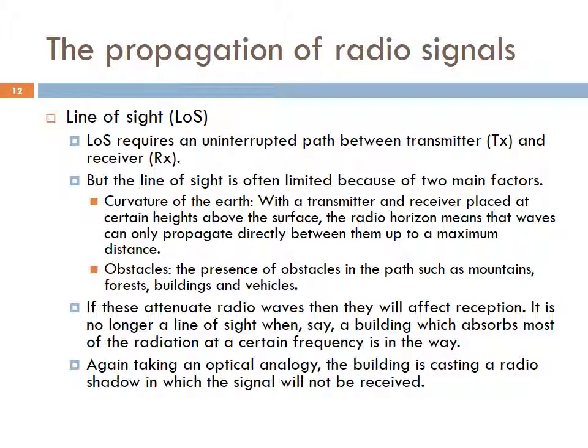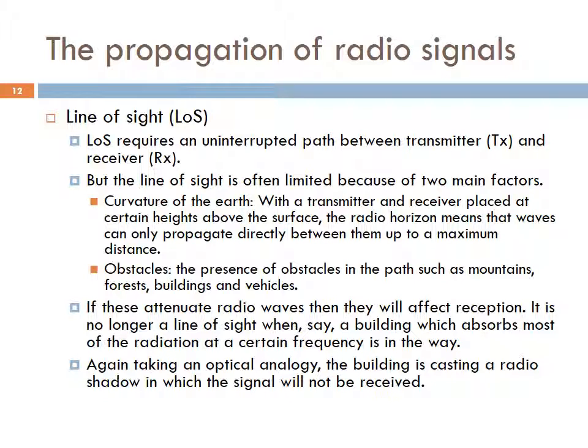The curvature itself can become a barrier to reception. This is exactly the same as the visual horizon, which puts a limit on our vision of distant terrestrial objects. The second factor limiting line of sight is the presence of obstacles in the path, such as mountains, forests, buildings, and vehicles. If these attenuate radio waves, then they will affect reception.